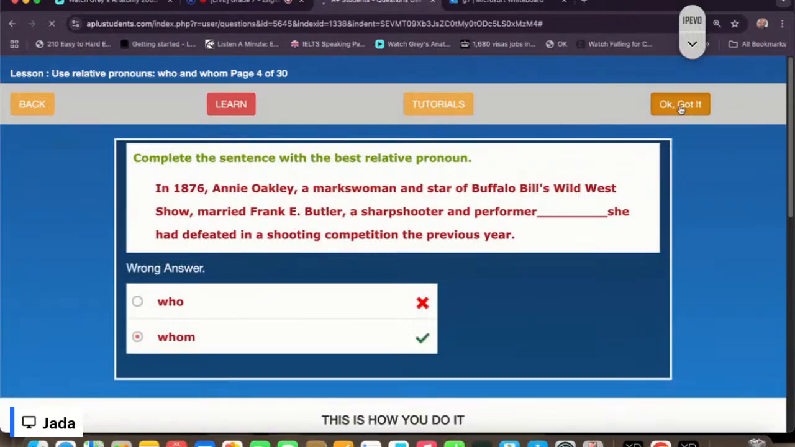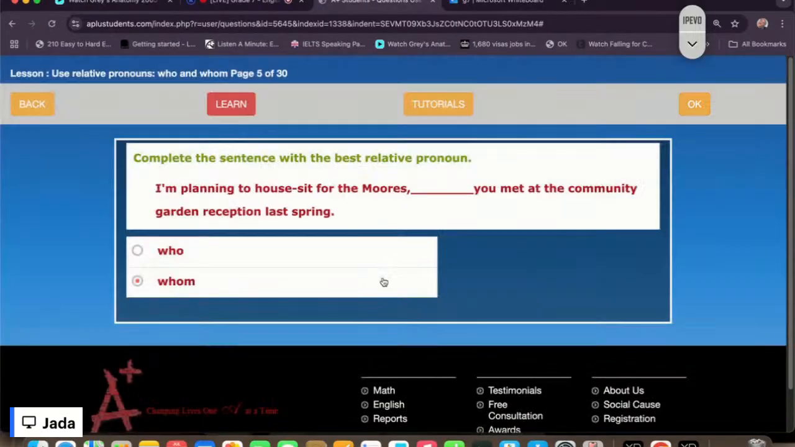Okay, so we have whom, not who. I'm planning to house sit for the Moores whom she met at the community garden reception last spring. Who or whom?